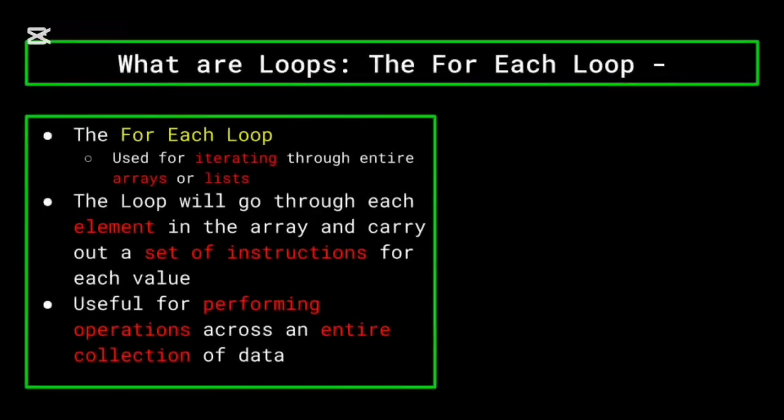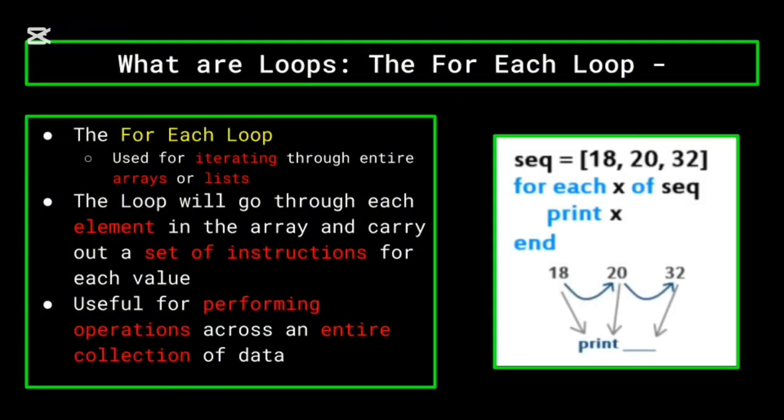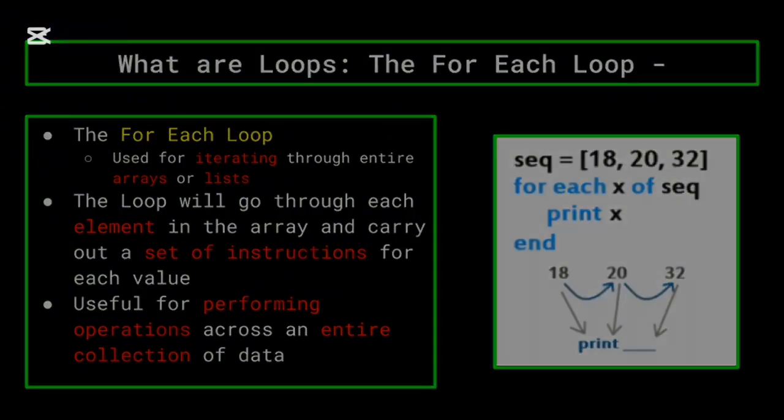After the for loop is the very similar for each loop. A for each loop, or a for in a list loop in Python, is used for iterating through arrays or lists. Essentially, the loop will go through each element in the array and carry out some set of instructions for each value. If you would like to read all of the elements in an array and compare them to some value or perform some operation on them, a for each loop is extremely useful. So for example, we could have a for each loop which iterated across an array and simply printed out the value of each array location.